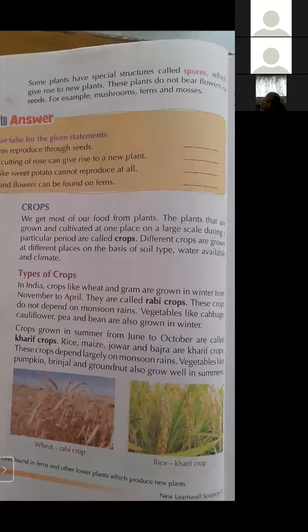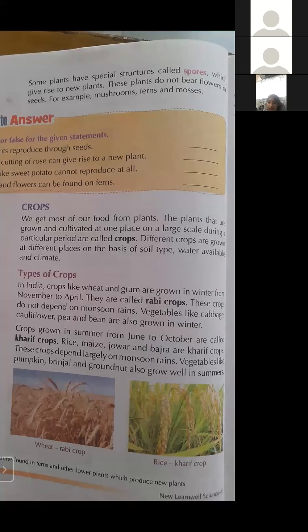The crops sown in winter and harvested in summer are known as rabi crop or winter crop. Examples are wheat, gram. There are some vegetables like cabbage, cauliflower, pea, and bean.